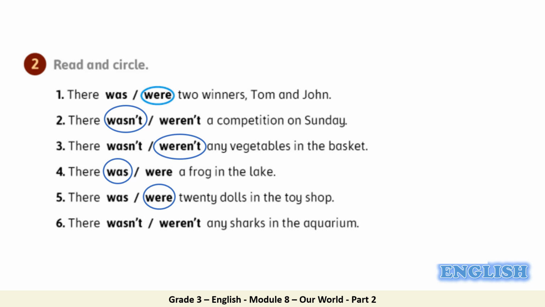There wasn't or weren't any sharks in the aquarium. Can you tell me which one is the correct verb? Excellent! The answer is there weren't any sharks in the aquarium. Can you tell me why did we choose the verb weren't? Wonderful job! We chose weren't because sharks is a plural noun. You've done a wonderful job, my dears.